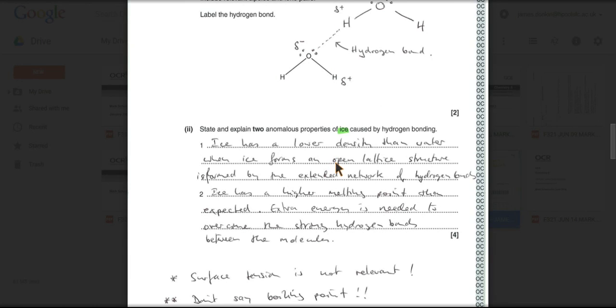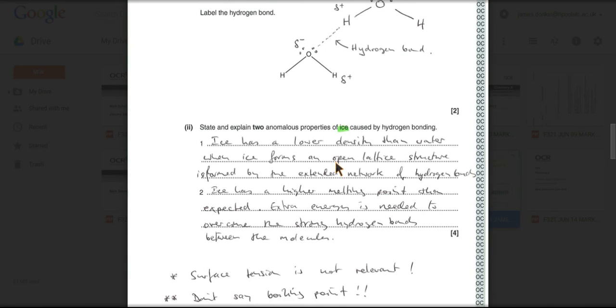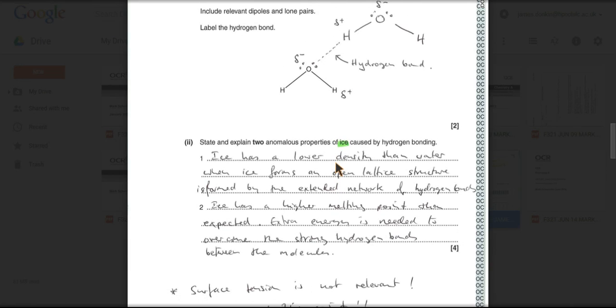And so when ice forms its open lattice structure, the hydrogen bonds extend, they push the molecules of water further apart. That increases the volume of the structure, but the mass doesn't change, so the density drops as a result.